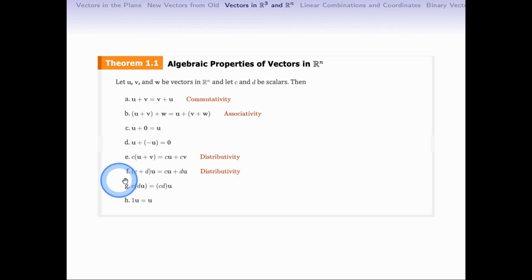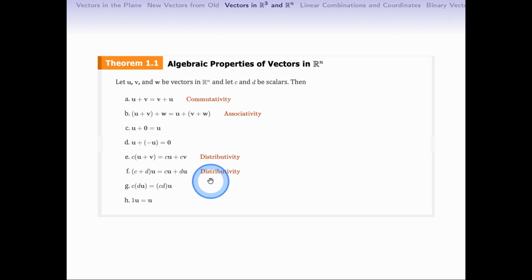Now, in property F here, the addition is the addition of the scalars, and then we're multiplying that by the vector u. So in this case, we can almost think of the vector as distributing across that sum of scalars. When I see c plus d times u, I can think of that as c times u plus d times u. That's what's occurring here on the right-hand side.